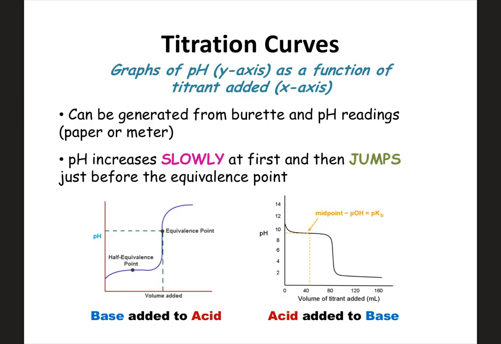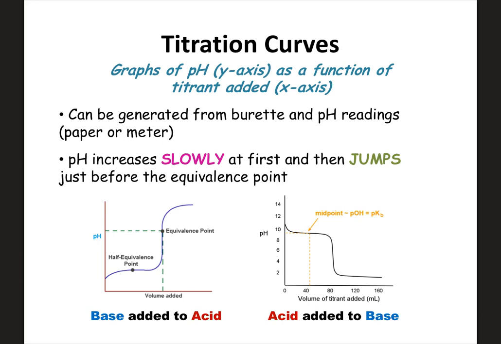When we are doing titrations, we can generate these titration curves. These are just graphs that have pH on the y-axis and the titrant added on the x-axis. All right, and these can be generated from your actual data, using your burette, recording every so often, and then recording the pH itself, maybe using a pH meter or pH paper, and you can generate these graphs based on the data.